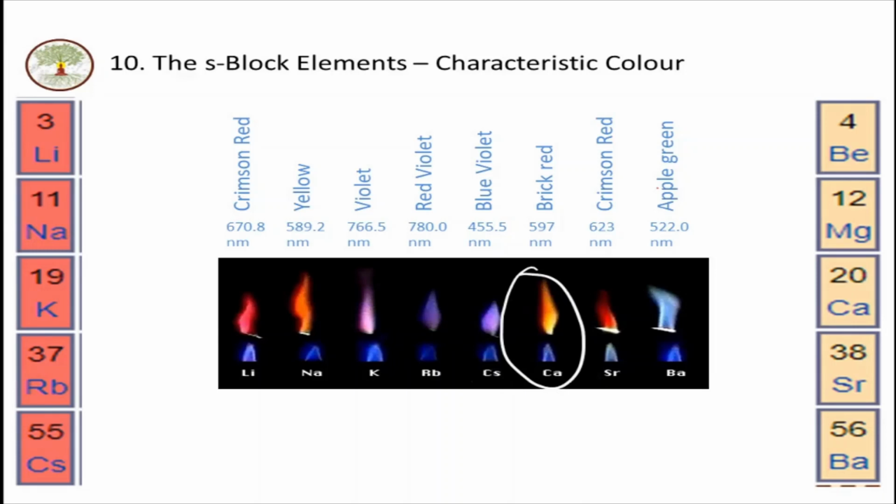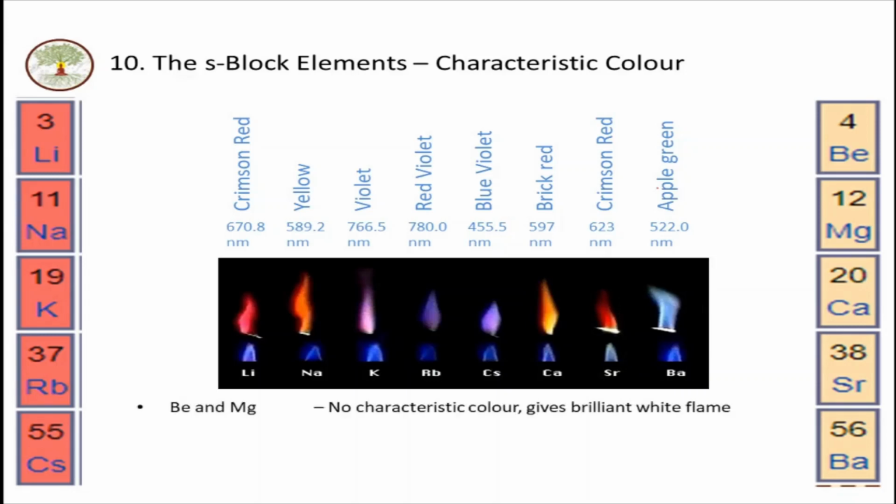Calcium gives brick red color at a wavelength of 597 nanometer. Strontium gives crimson red color at a wavelength of 623 nanometer. And barium gives apple green color at a wavelength of 522 nanometer. Beryllium and magnesium do not give any characteristic color but burn with a brilliant white flame. It is so because their electrons are too strongly bound to get excited by flame.